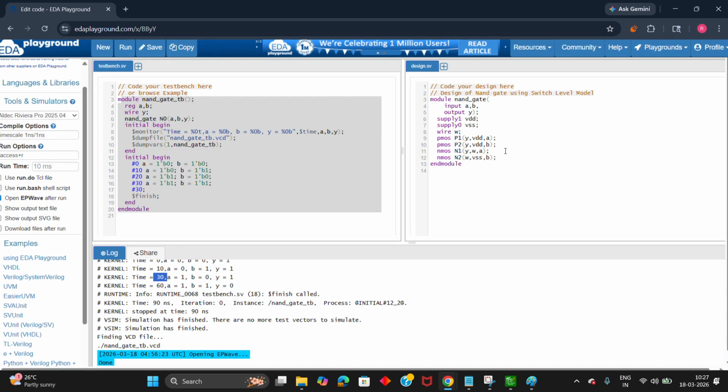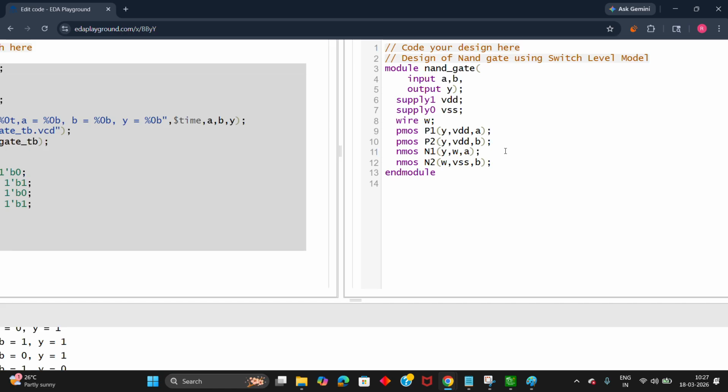I hope you have understood how to write the code for this NAND gate in the switch level model. You just need the switch level circuit, using any logic. I have used CMOS logic here, so that I have written the code.